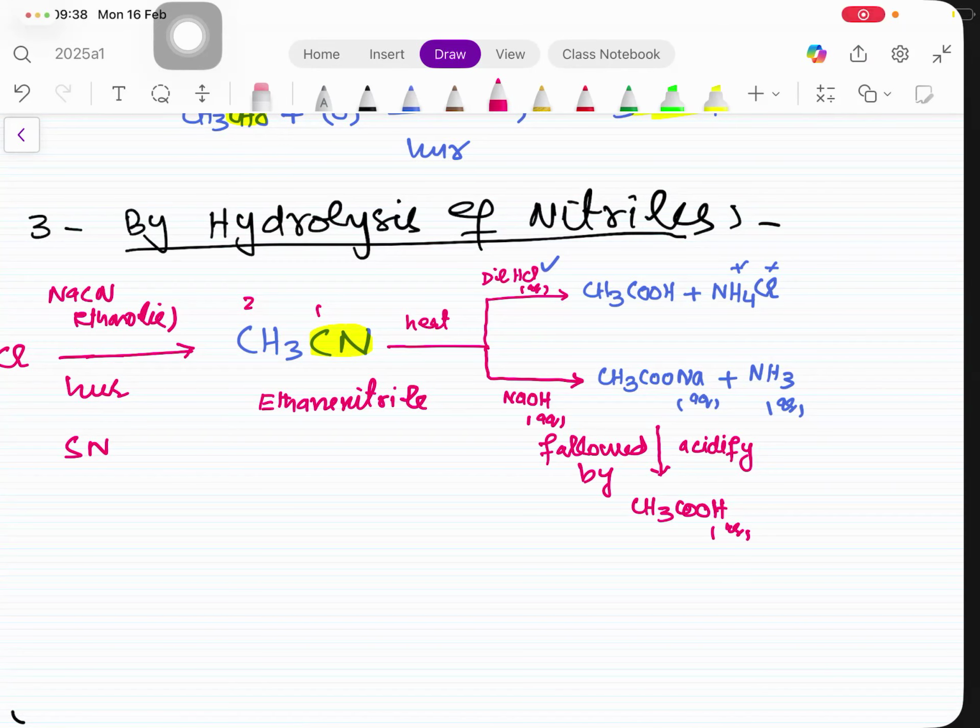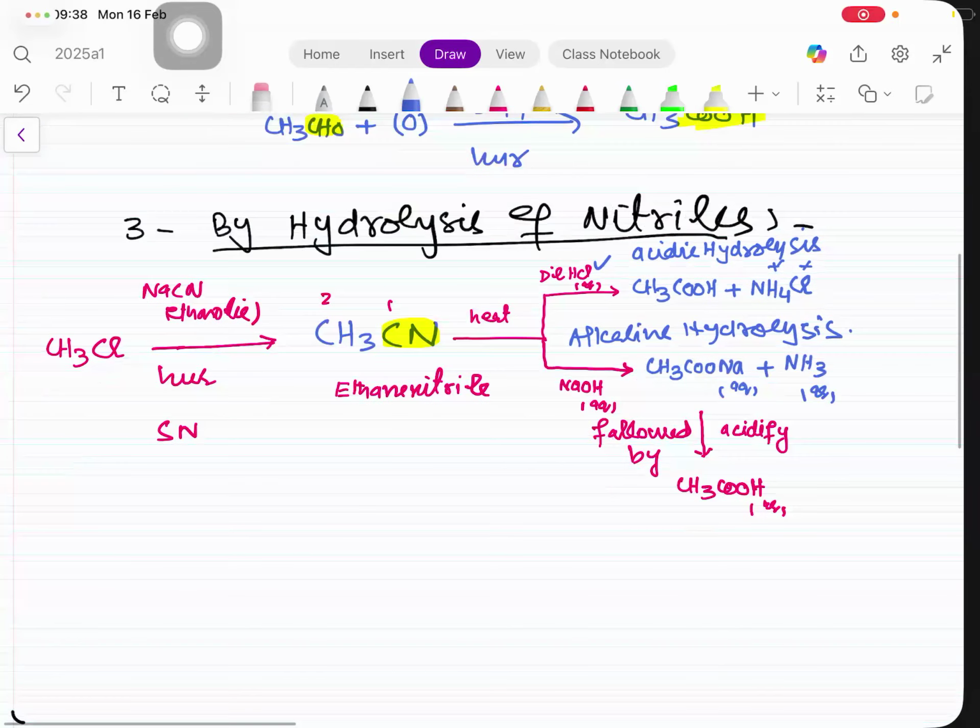These two reactions are known as, the top one acidic hydrolysis and the bottom one alkaline hydrolysis. There is only one reaction of nitrile in all the syllabus, and they ask you again and again about this reaction. So please keep in mind that this is the reaction of nitriles that gives you the carboxylic acid. And you know, we just prepared nitrile again in the previous reaction.